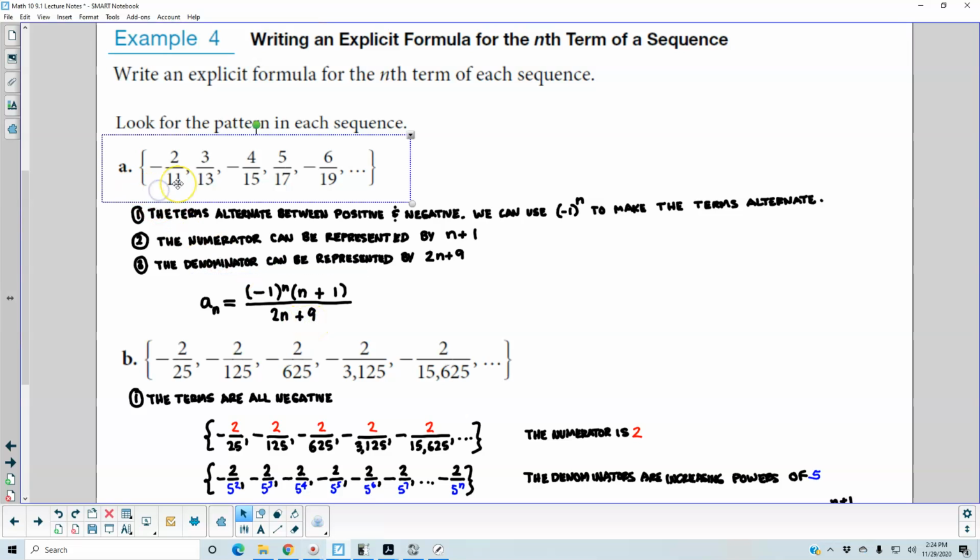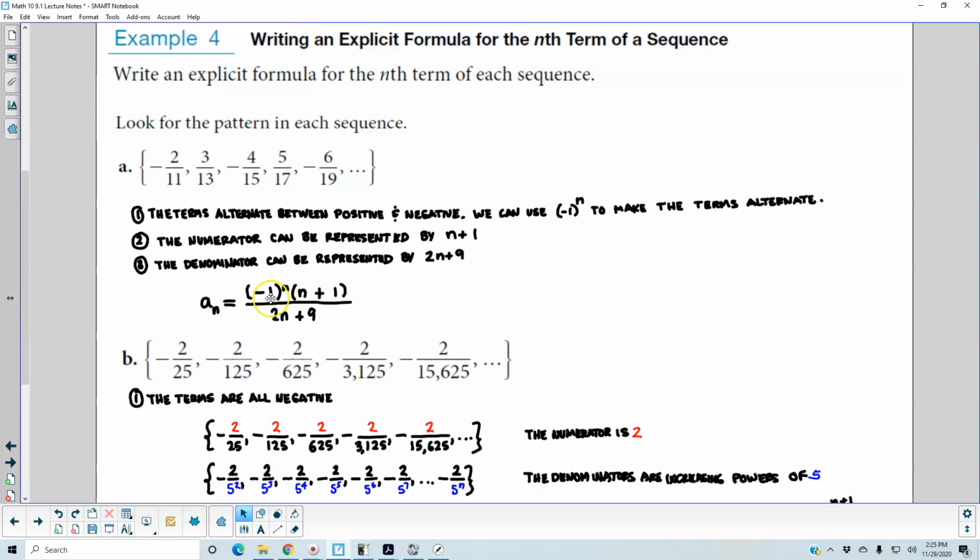Let's test it. If we put in 1 for n, negative 1 to the nth power is negative 1. If we put in 1 plus 1, that gives us 2. And 2 times 1 is 2, plus 9 gives us 11. If we go to the second term, we put in 2. Negative 1 to the second power is positive 1. 2 plus 1 gives us 3. And then 2 times 2 is 4, plus 9 gives us 13.